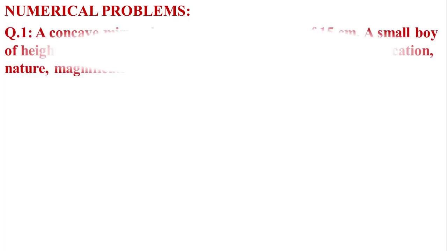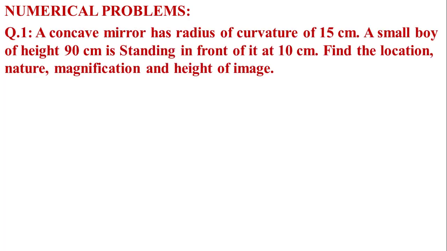In question number 1, the given numerical problem statement is: a concave mirror has a radius of curvature of 15 centimeter. A small boy of height 90 centimeter is standing in front of it at 10 centimeter. Find the location, nature and magnification, and also the height of the image.